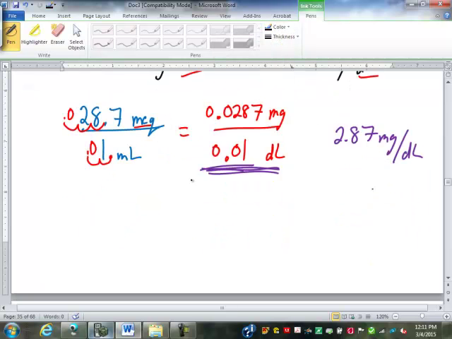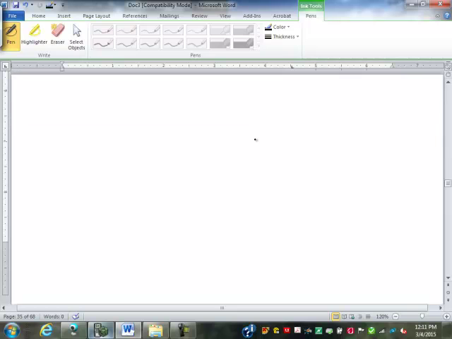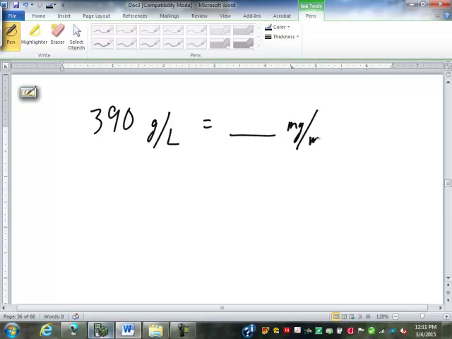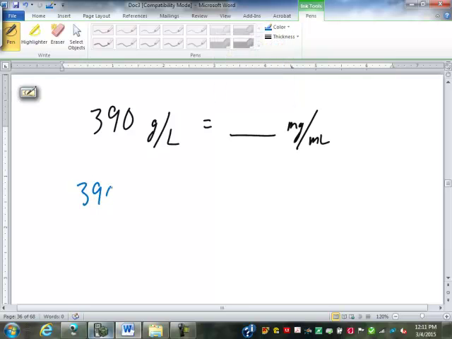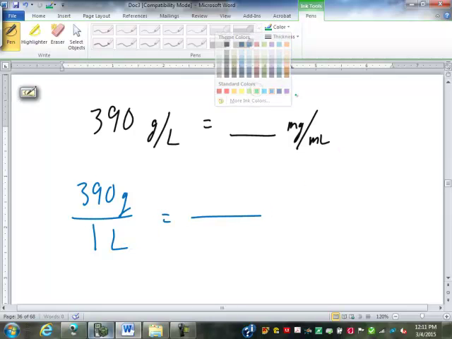We might have 390 grams per liter. Let's convert that to milligrams per milliliter. So again, this will be 390 grams over 1 liter. We're going to convert that into milligrams and milliliters.